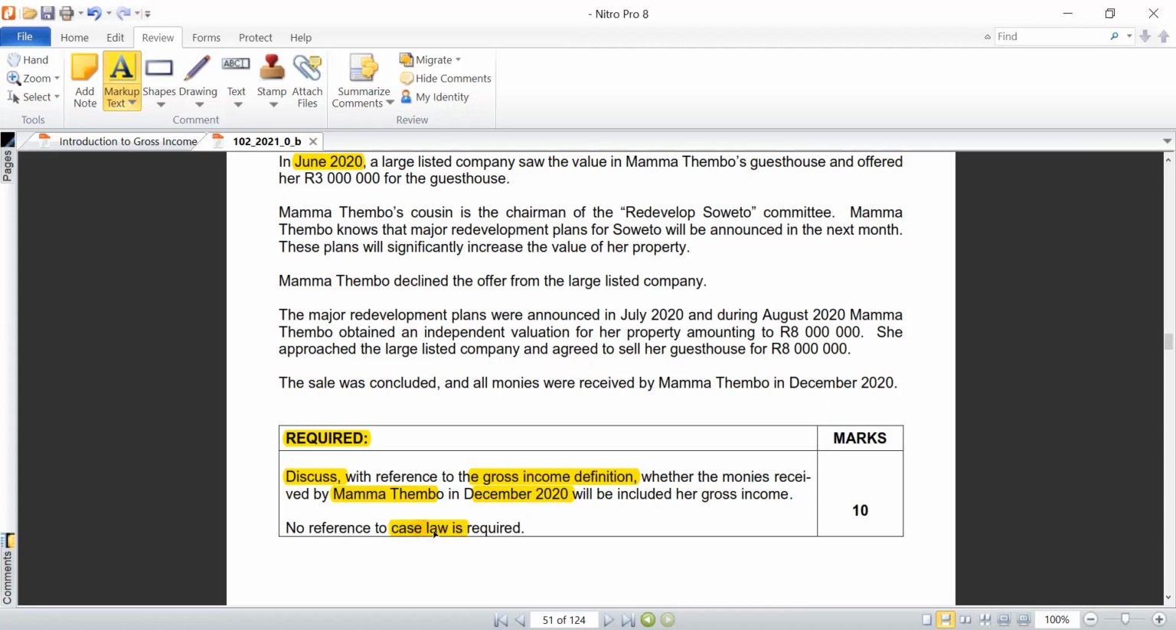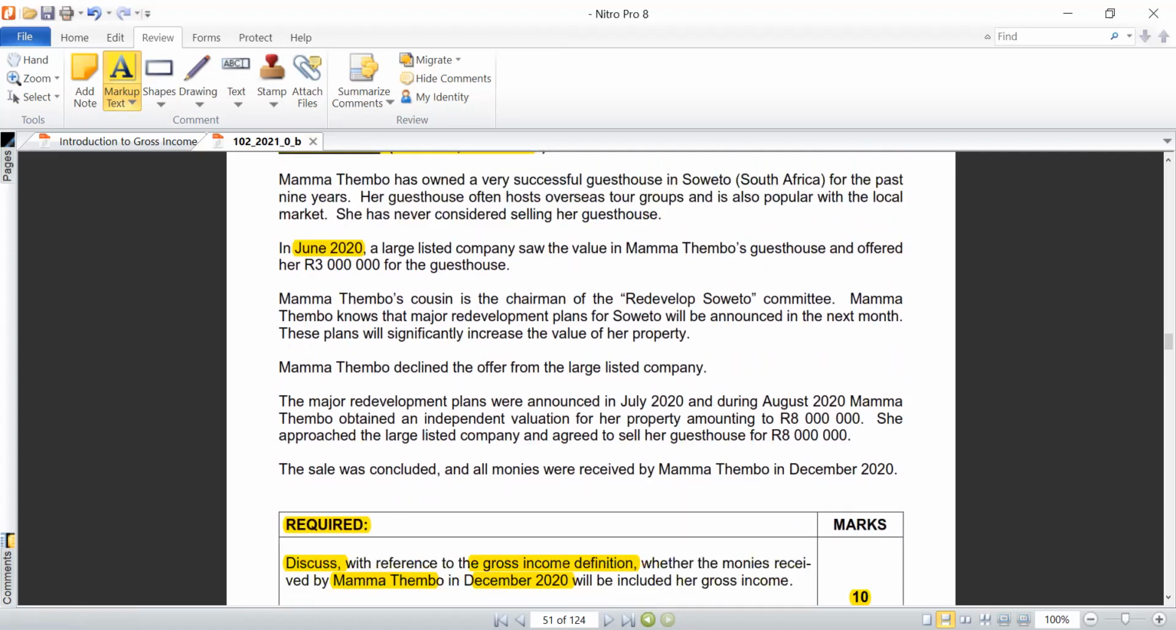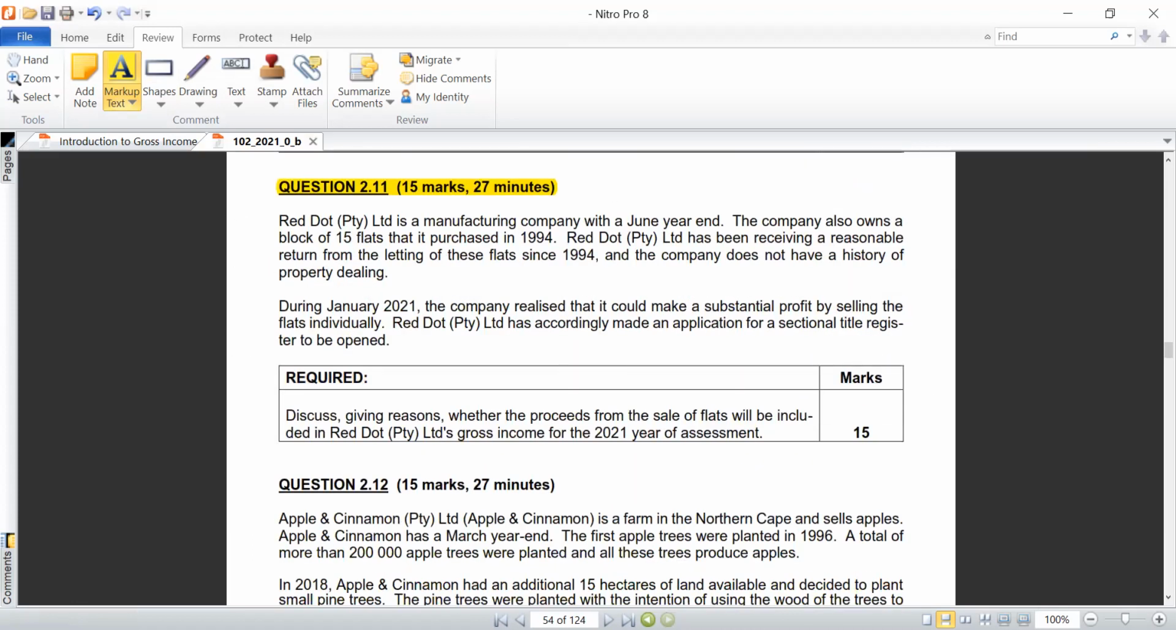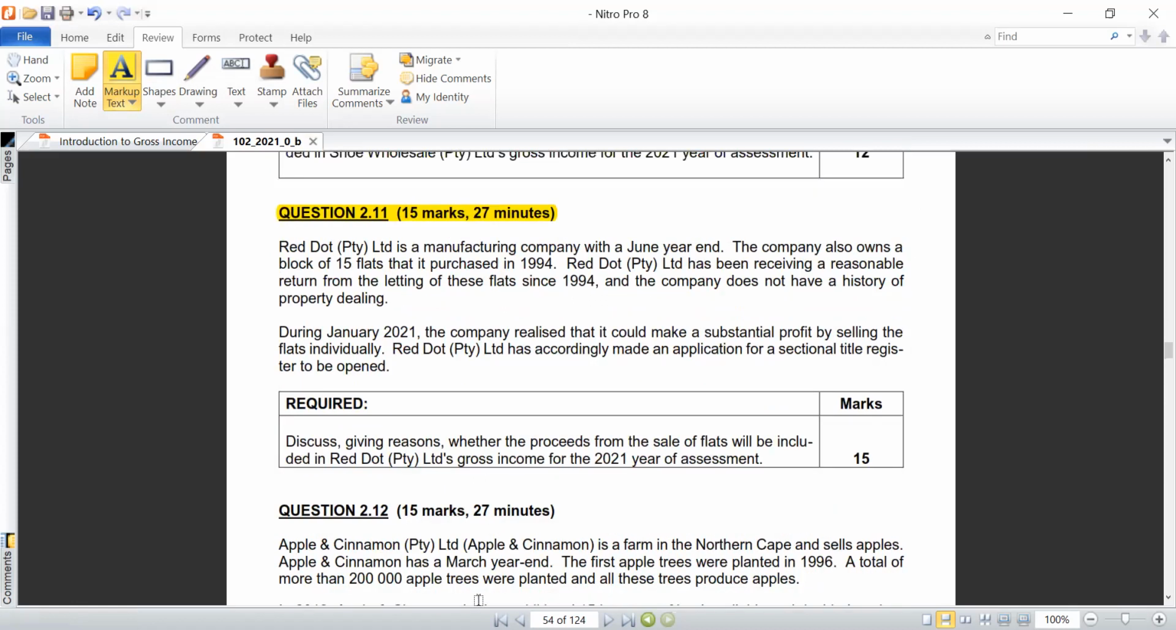Notice here, no reference to case law is required. Quite interesting. And then I want you to look at the mark allocation given for this particular question, 10 marks. And then I want you to look at the difference between this question and I believe it should be 2.11, right? I want you to look at this one, just the required section only. They say discuss, giving reasons whether the proceeds from the sale of flats will be included in Red Pty Limited's gross income for the 2021 year of assessment. And the mark allocation given is 15 marks.